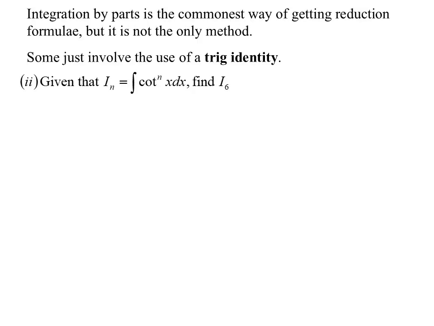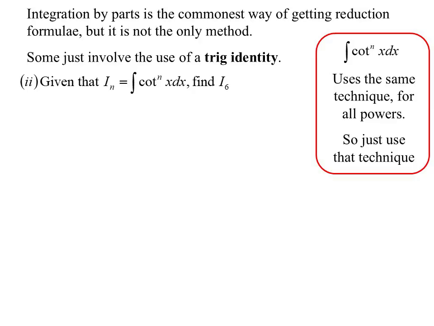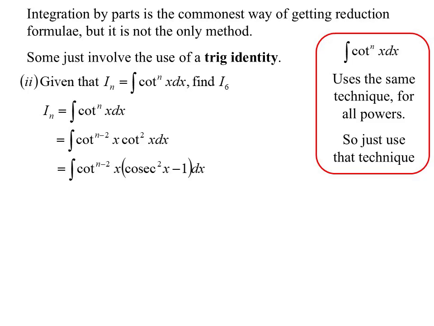Trig identities can come into play as well. So if I wanted to find the integral of cot to the power of n, and I want to find I_6, I'm not going to use parts, because what I know about cot and tan, I use the same idea every single time regardless of the power. So I'm going to use that idea for cot to the power of n. And that was, I'll extract out of the cot^n x a cot squared. And the cot squared I can change to cosec squared minus 1. And I can now split that into two integrals.